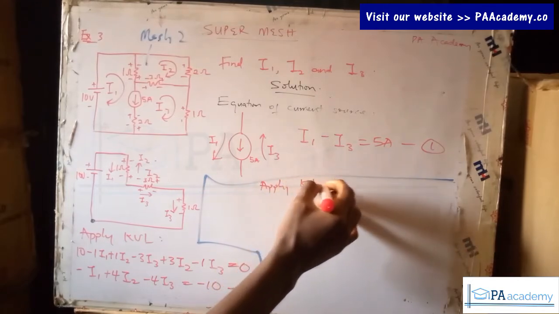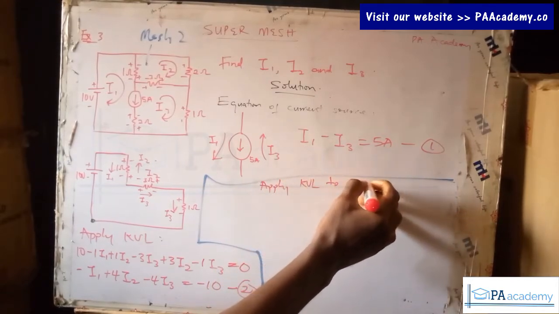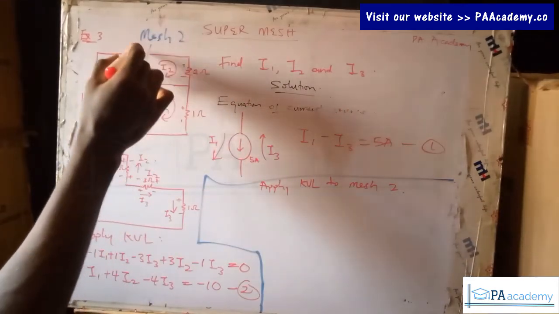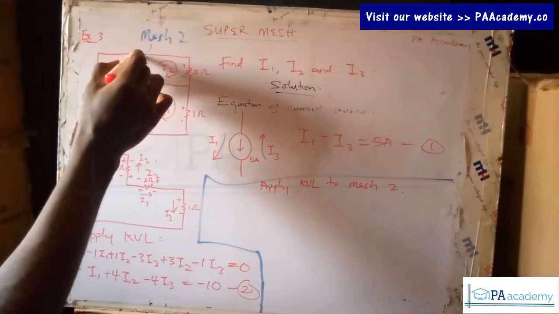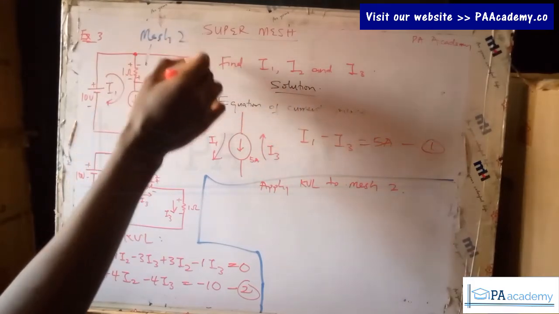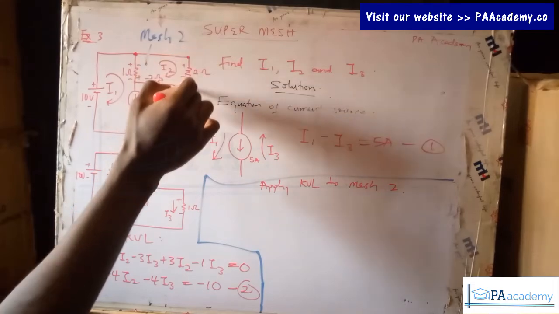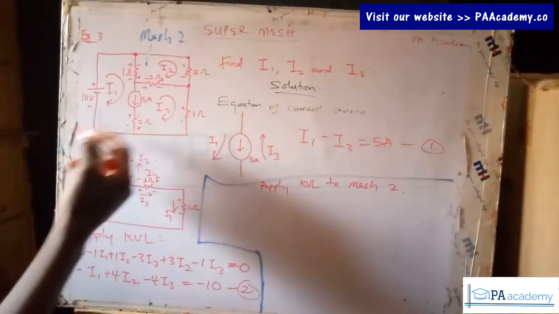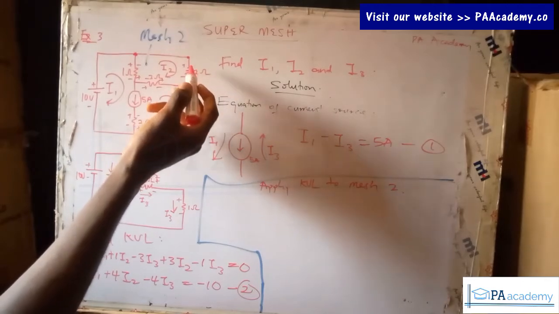That's Kirchhoff's voltage law applied to mesh 2. So this is what we've taken to be mesh 2, and we are going to go around this particular mesh. Let's say from here, go around it in a clockwise manner. So from here, the first element we come across is this 2 ohm resistor.